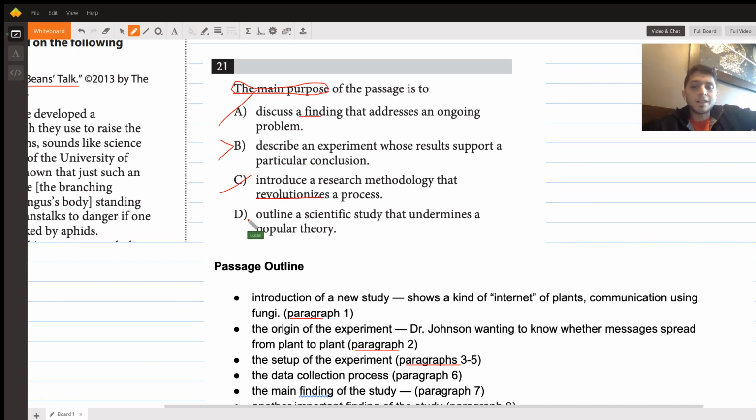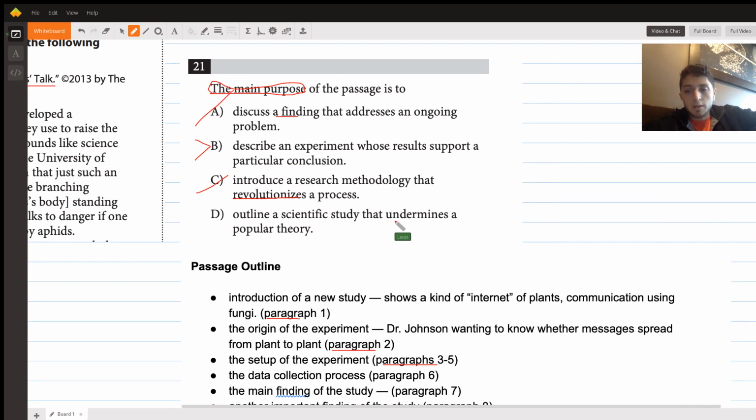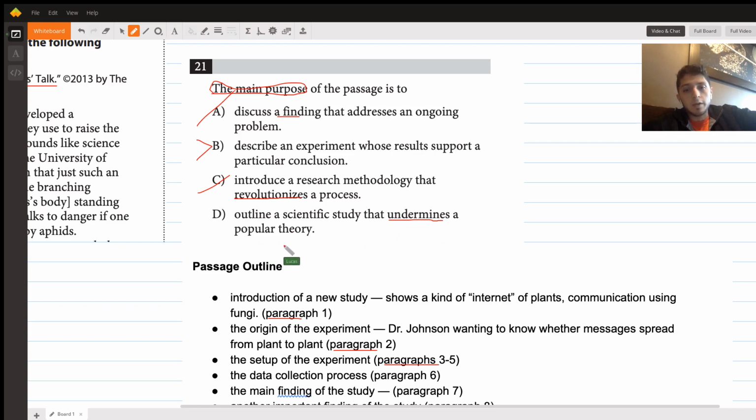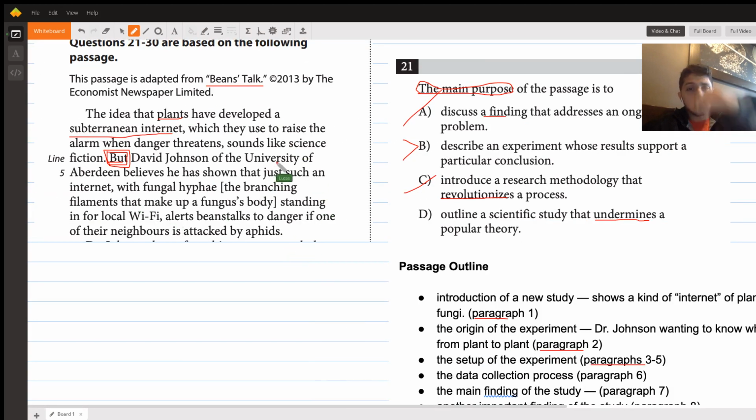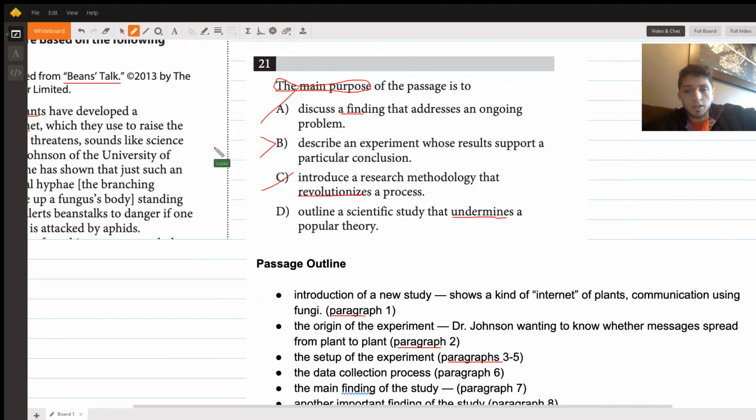And then D says outline a scientific study. So far, so good. That's true. That undermines. Undermines, again, is one of those strong, specific words, and this is a negative claim too, which doesn't mean it's wrong, but it carries a big burden of proof. If we're going to choose it, we need to make sure we have the evidence. It says it undermines a popular theory. Again, that's something you would see, some popular theory mentioned and then a discussion of how it's being undermined. We don't see it. Get rid of D. That leaves us answer choice B for question 21.